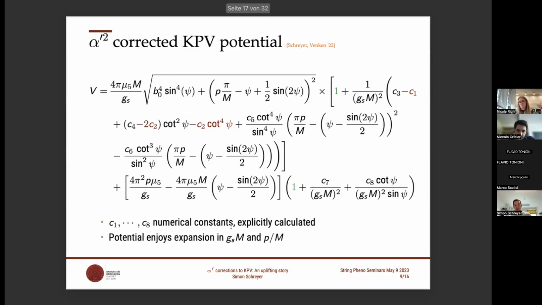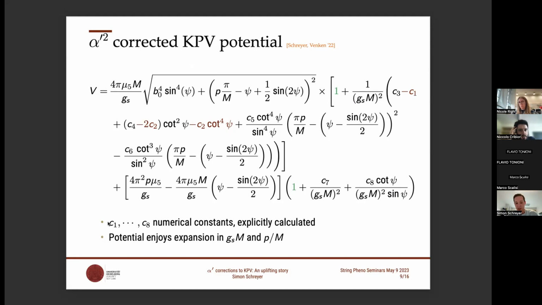And what we then find is this quite ugly looking potential. In green, we have the tree level KPV terms, and in red, we have the curvature terms, which were already calculated, and all the other terms are due to the flux corrections and the alpha prime corrections we have taken into account in our paper. And these numerical constants C1 to C8 are explicitly calculated because we know the precise prefactor of these terms.